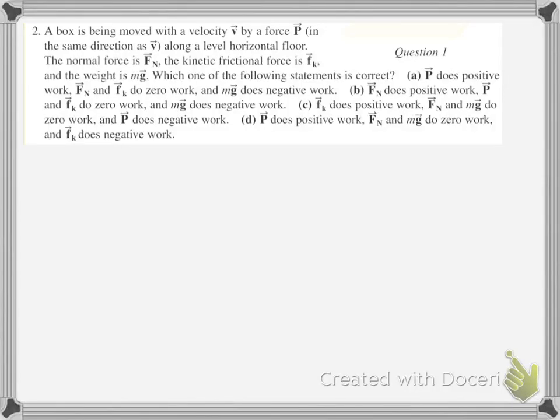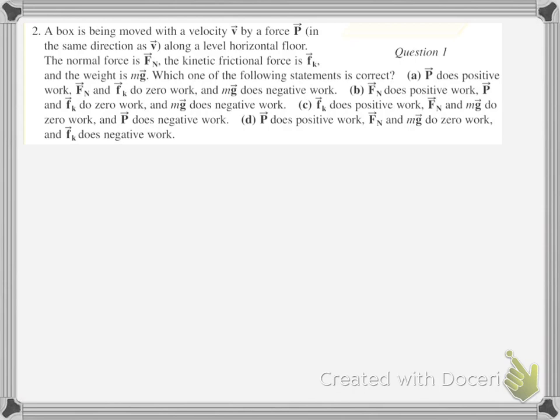So here we have a check understanding problem from 6.1. A block is being moved with a velocity v by a force P in the same direction as v, along a horizontal floor. The normal force Fn, the kinetic frictional force Fk, and the weight mg. Which of the following statements is correct?